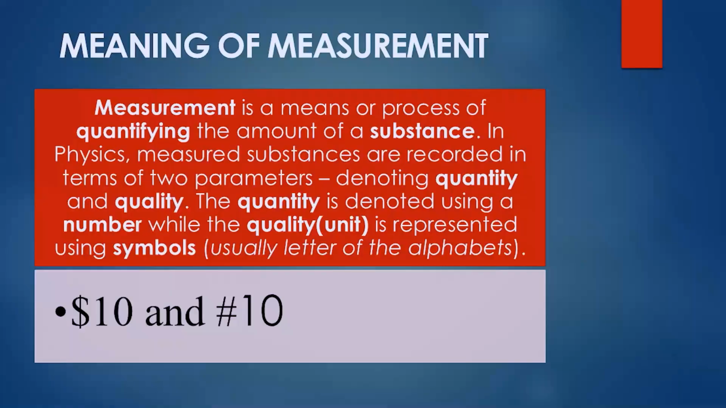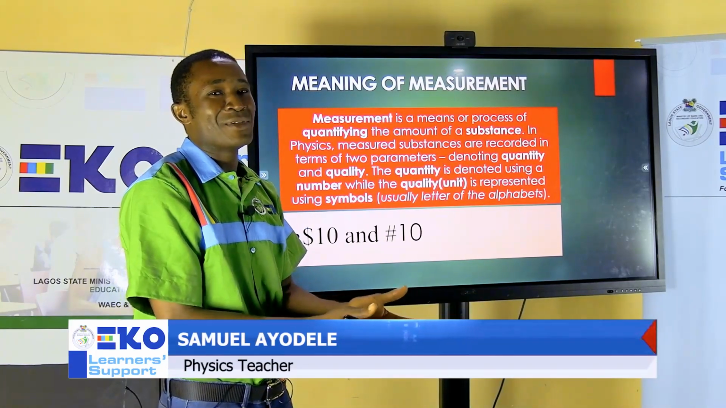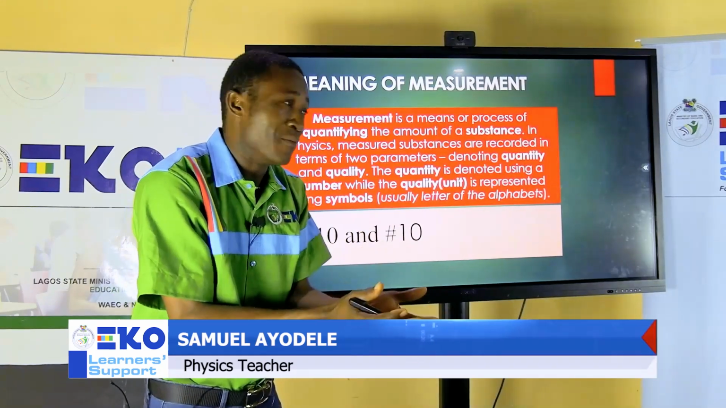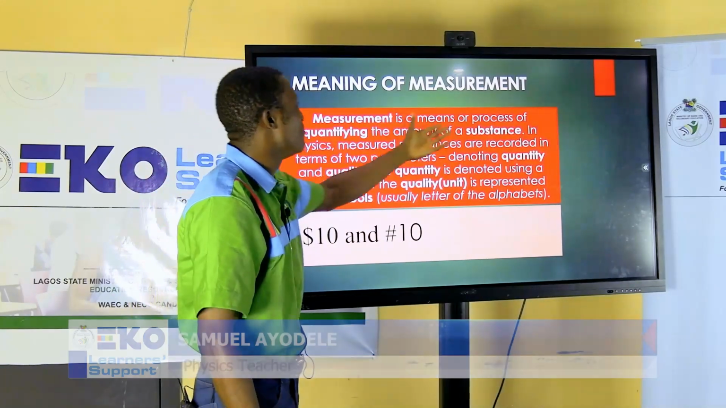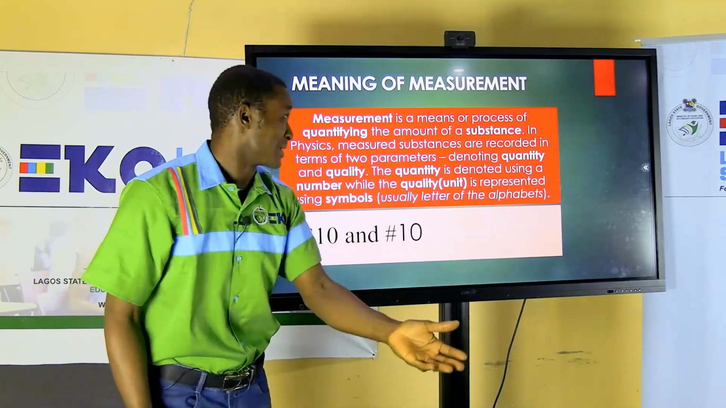Now look at it. What is measurement? When you hear measurement, what comes to your mind should be quantifying. Let's take it from our kitchen. Mommy says go and cook 2 cups of rice. You have to measure. So measurement is a means or a process of quantifying the amount of substance.